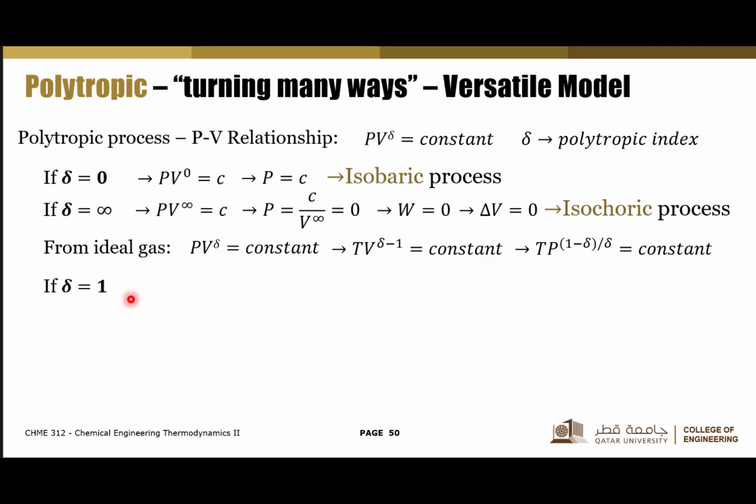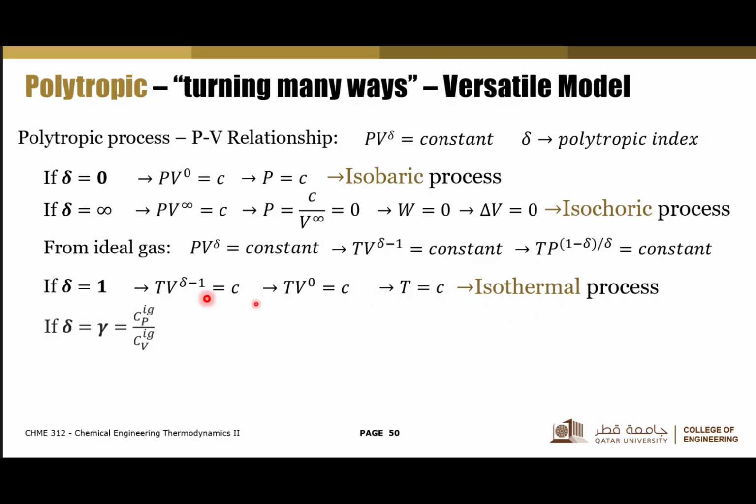So if delta is equal to 1, we can take the second equation and write for delta 1. So we have 1 minus 1. So now we have V to the power of 0, right? So now the V is 1. And then we say that the temperature is constant for that process.